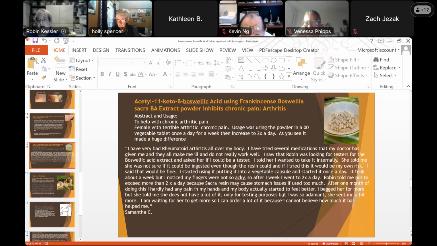It also helps, as I said, taking it in a capsule. We use the Sacra in a 00 capsule, doing it twice a day. The person had bad rheumatoid arthritis all over her body. She tried everything. She couldn't get anything to work. She used the capsule twice a day.